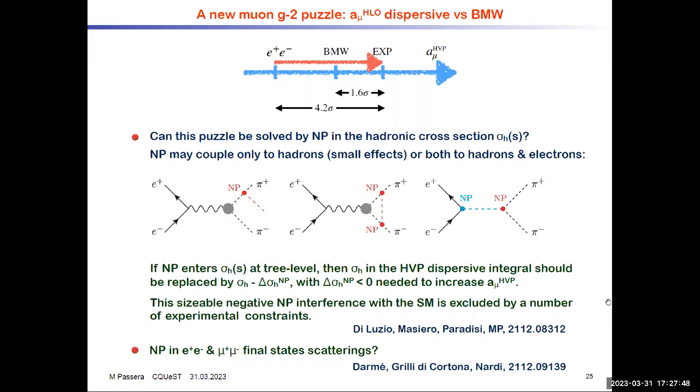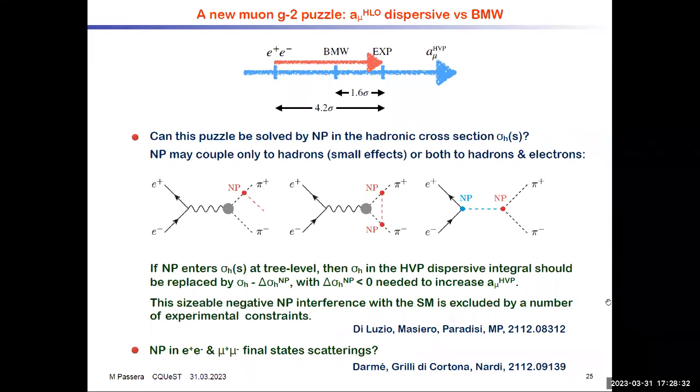And you see, this is the result from e+e- into hadrons. This is the result from BMW, and this is the experimental value of g-2, the plot that I showed you already many times. Could it be that there is some new physics that brings this determination up here? Meaning, assuming that everything is correct, no mistakes in the measurements, but there is new physics hiding there, and you don't know, and therefore it should modify your result and bring it here. The short answer is no. We looked at this, and you would need sizable negative interference because it's the wrong sign, and this is excluded by a number of experimental constraints. So our conclusion is no.